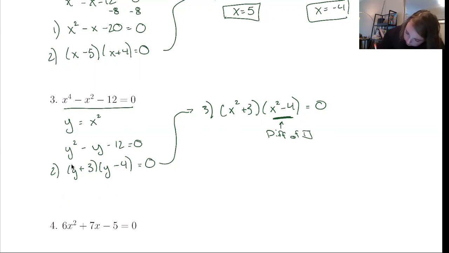So let's just keep factoring. So we get x squared plus 3, x minus 2, x plus 2 equal to 0.